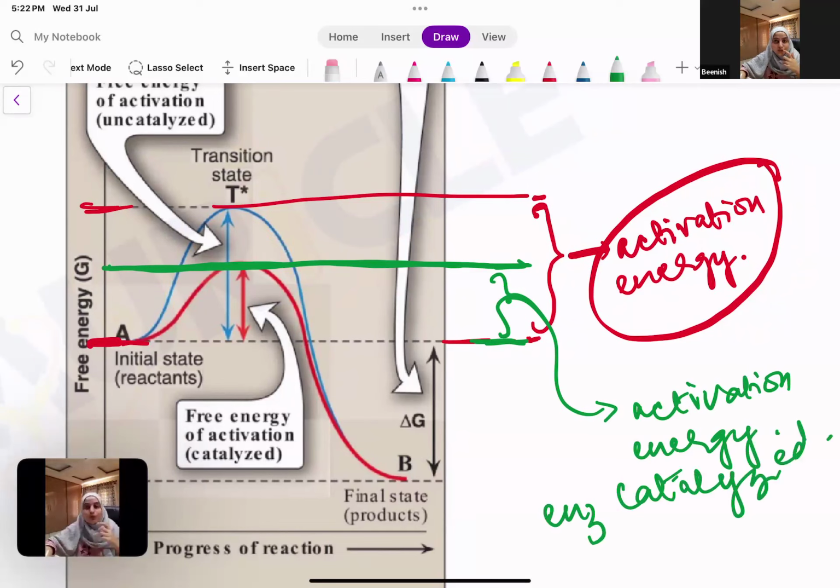So you see the one in red, that is more, and the one in green, that is less. In an uncatalyzed reaction, the activation energy was more. Compared to a catalyzed reaction, the activation energy has been lowered. This has been done by the enzyme. So what are enzymes doing? They're lowering the activation energy, or in other words, you can say they're facilitating the formation of the transition state.